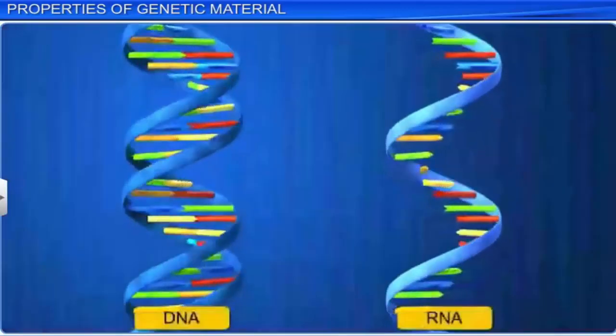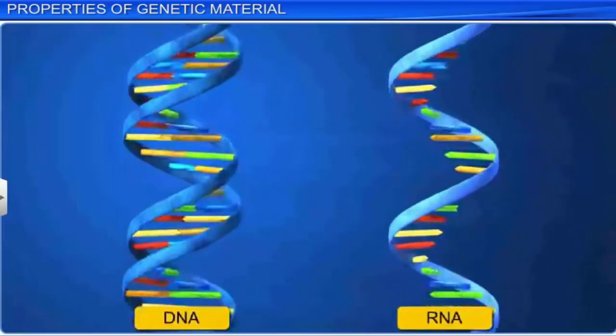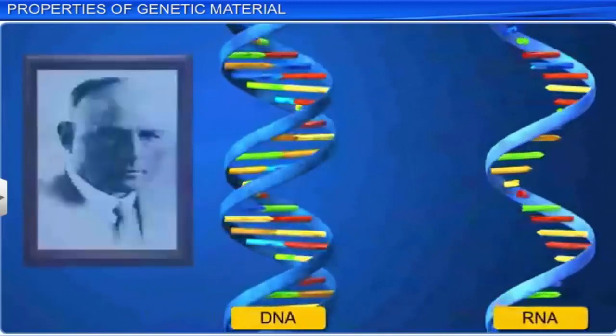Of the two nucleic acids, it was DNA that played a part in Frederick Griffith's experiment.